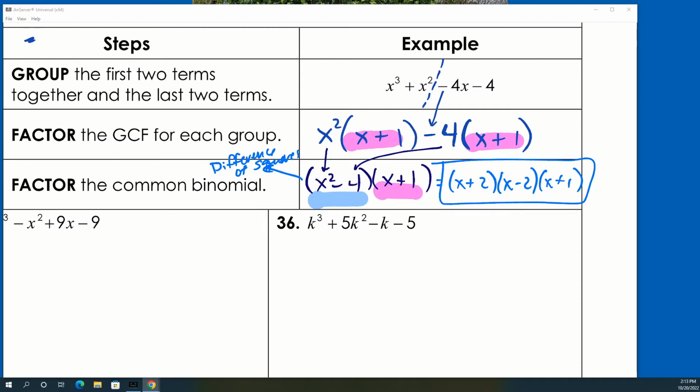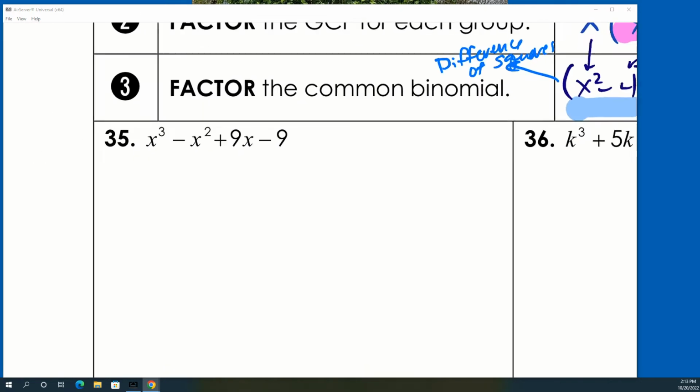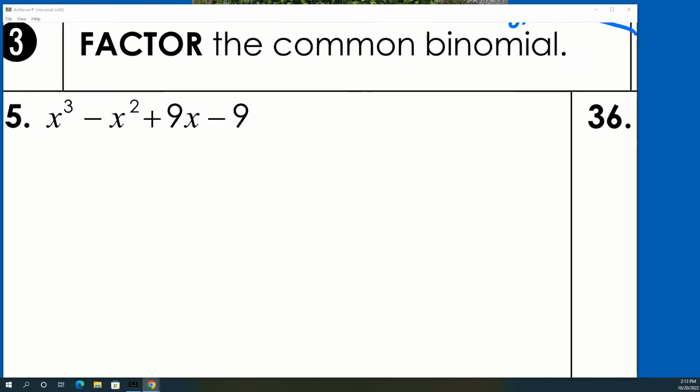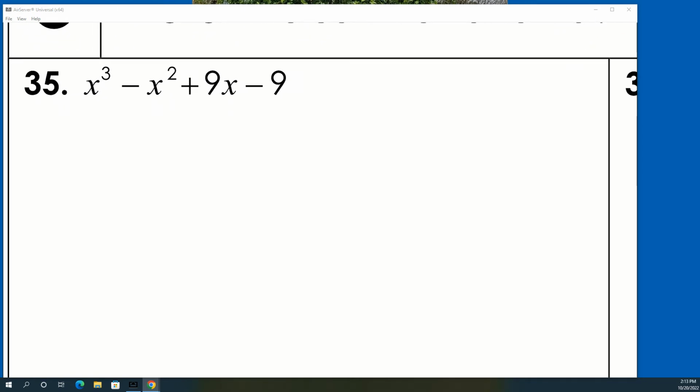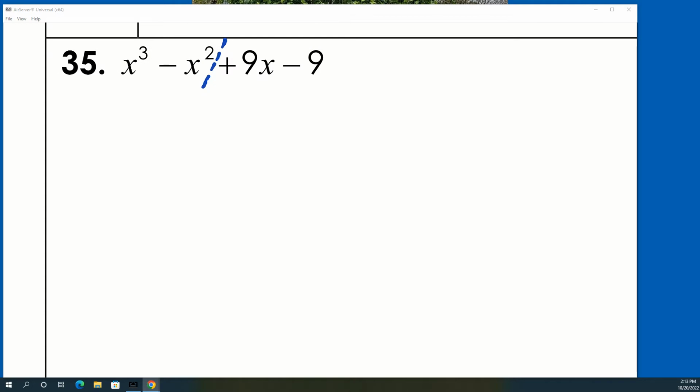All right. So we're not going to do all 6 of these examples. I think I'm just going to do 3, and then we're going to go back and do some other types of problems. All right, so on 35, as soon as you notice there's 4 terms, we're going to factor by grouping, which means we're going to divide this into 2 groups and then factor a common factor out of each group.